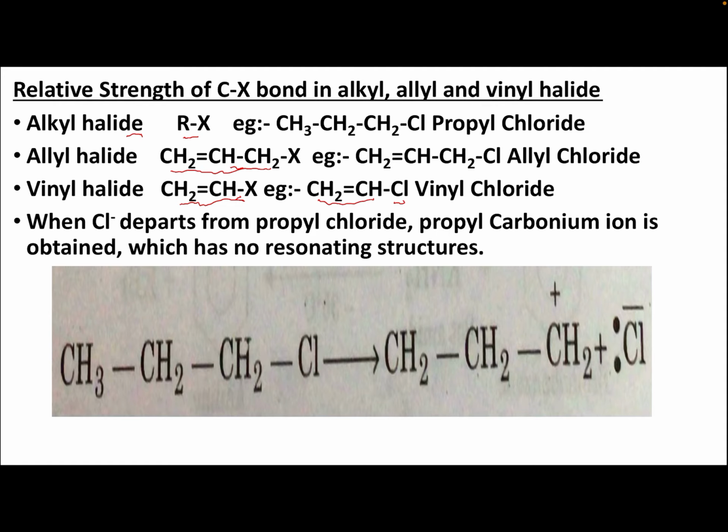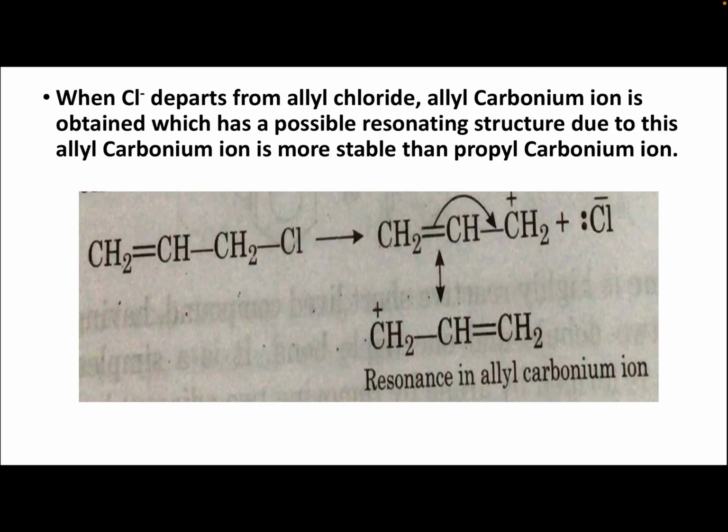When chlorine departs, we will see one by one the strength of alkyl halide, then allyl halide, then vinyl halide. First of all, we will take alkyl halide. When chlorine departs from propyl chloride, a propyl carbonium ion is obtained, which has no resonating structure. Here propyl chloride is there, and here the propyl carbonium ion is formed and Cl minus is removed, and it does not have any resonance structures.